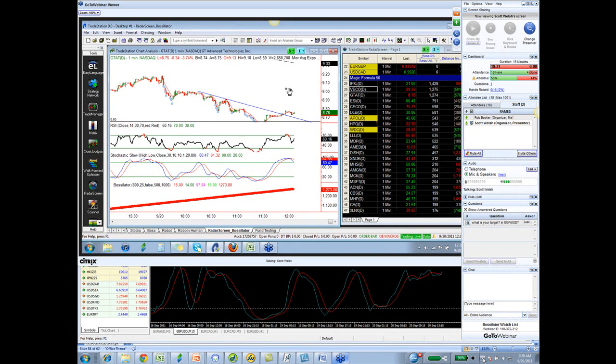When you get into a trade, there's a lot of space. It's easy to think, well, it's never going to get there. But it is. It's going to get there for sure.